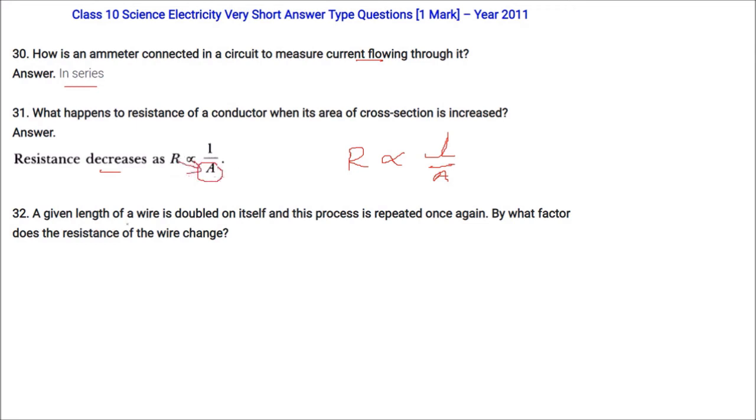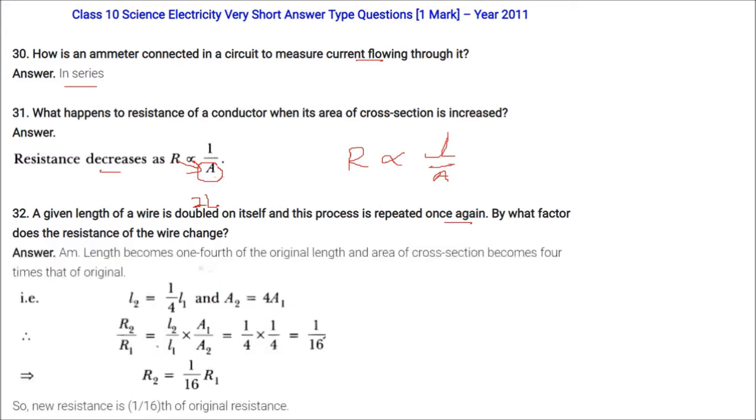A given length of wire is doubled on itself, that is 2L is done, and this process is repeated once again, that is 2L and then again 2L. By what factor does the resistance of the wire change? What happens here is the length becomes 1/4 of the original length and the area of cross section becomes 4 times that of the original. That is, L2 will become 1/4 of L1, and A2 will become 4 times A1. Because the wire is doubled on itself, it is done like this.